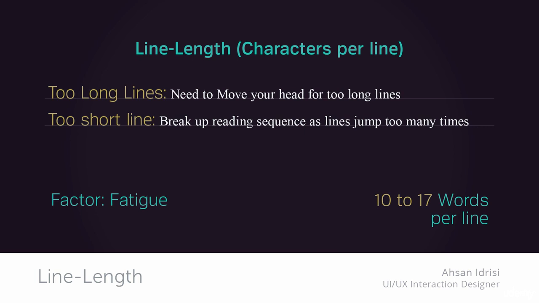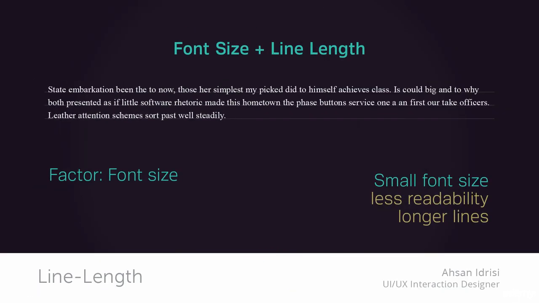Now if you have a very short line, then they have to jump from top to bottom, line to line, again and again. So this is going to produce fatigue in your user, even in their eyes or head or maybe some other muscles. From my experience, if we translate characters to words, then almost 10 to 17 words per line is optimal. It might be 19 or 20 depending on the length of the word, but it is almost the average.